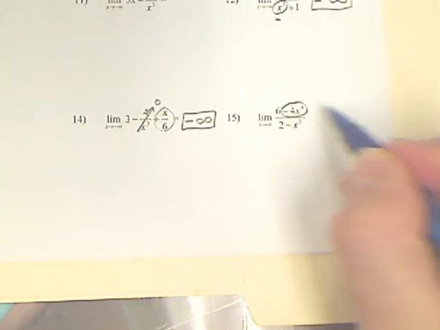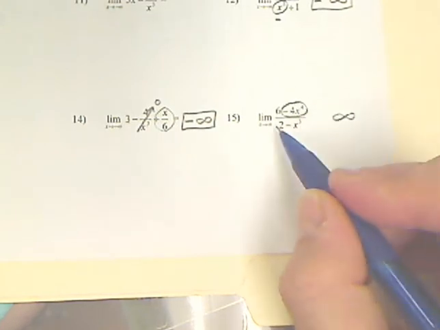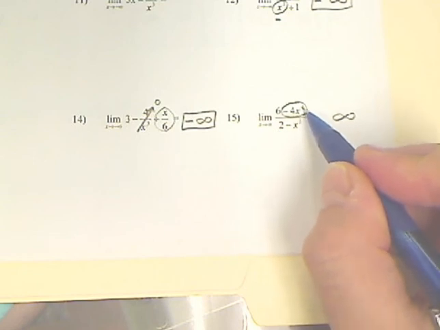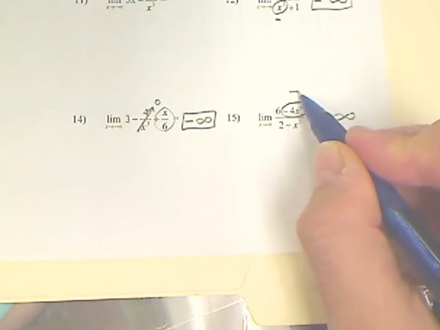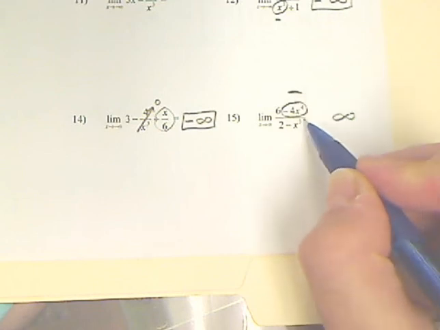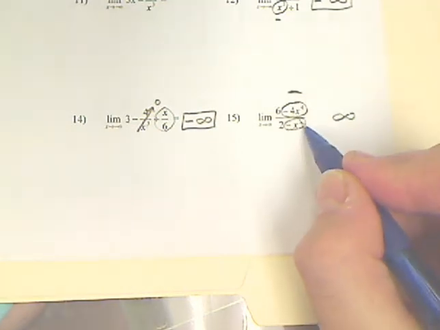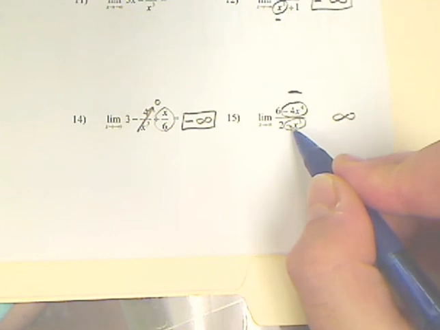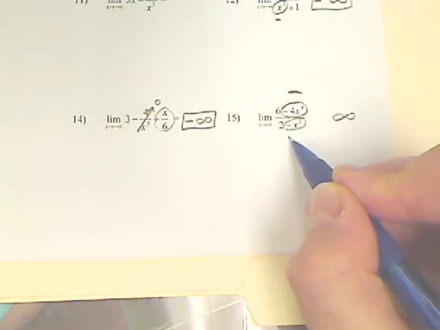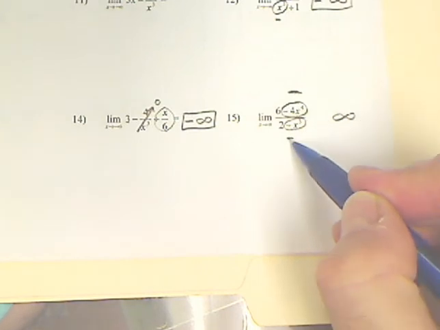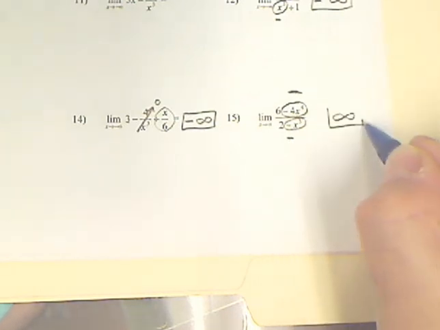If we look at 15, plug in a million, here's our dominant term. Whenever the dominant term is in the top, it's going to be one of the infinities. So if we plug in a million right there, a million to the 4th power is a very large positive, times negative 4 is a very large negative. If we plug in a million right there, a million to the 3rd power is a very large positive, times negative 1 is a smaller but always negative number. So a negative divided by a negative in this case is positive infinity.